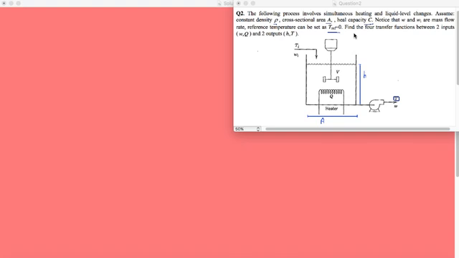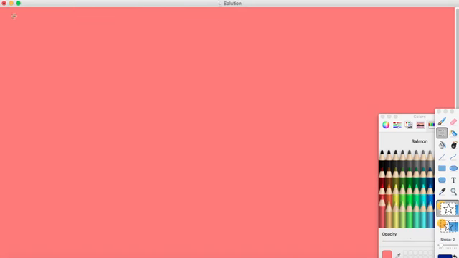What is the objective of this question? The objective is to find the four transfer functions between the two inputs, omega i and Q, and the two outputs, H and T. We want to write it based on omega. And the first equation that comes to our mind to write is the mass balance equation. So let's start with writing the mass balance equation.